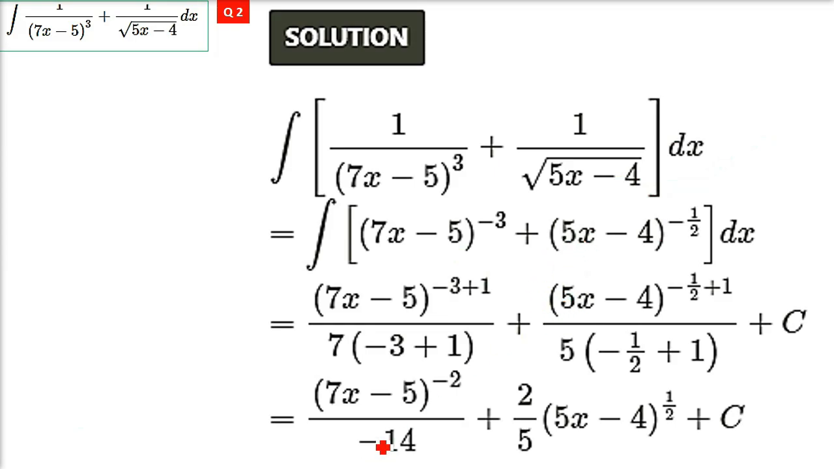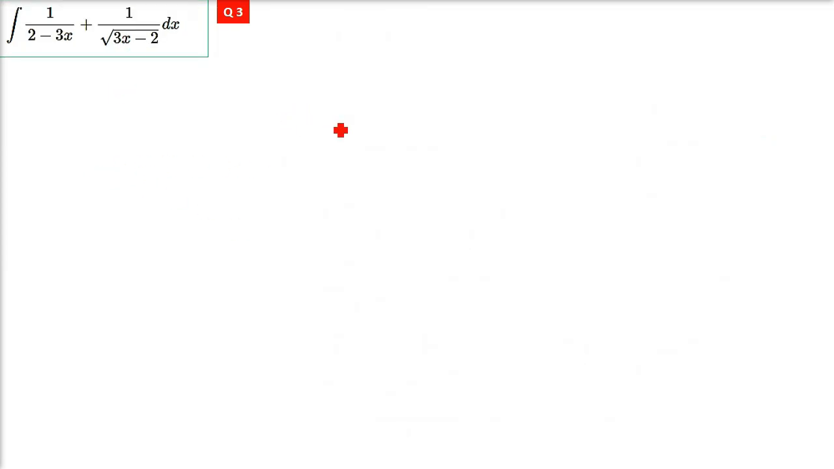So I just added one more step for the completion of this question. This one also is quite similar, but here is one more scenario. 1 by 2 minus 3x, you will take it as 2 minus 3x to the power minus 1, take it to the numerator and then deal with it. That is one way. But integration of 1 by x is simply ln x.